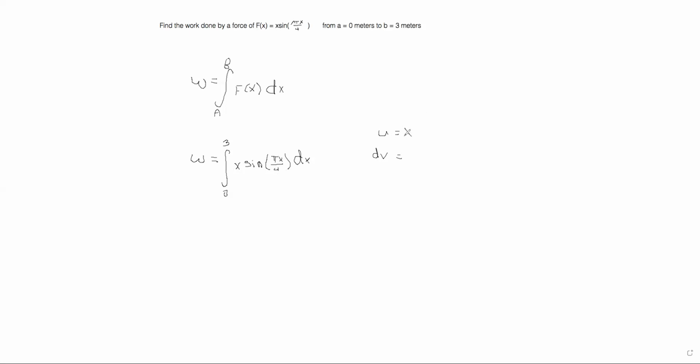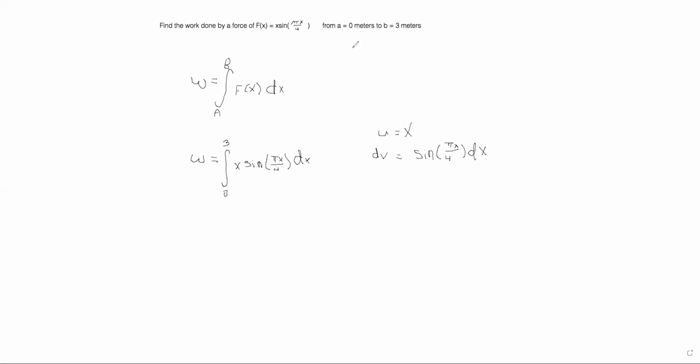So I'm going to have u be x. So that means dv is automatically going to be everything else. So dv is going to be sine of pi times x over 4 dx.